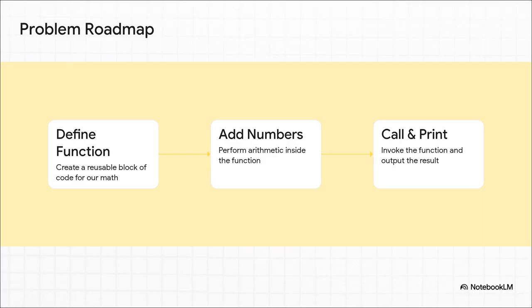So here is our simple problem-solving roadmap. Step 1, define a function. Step 2, add the numbers inside that function. And Step 3, call the function and print the result. Boom. Let's just dive right into Step 1.